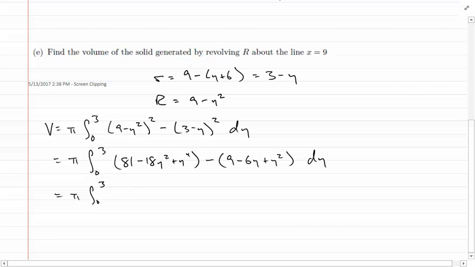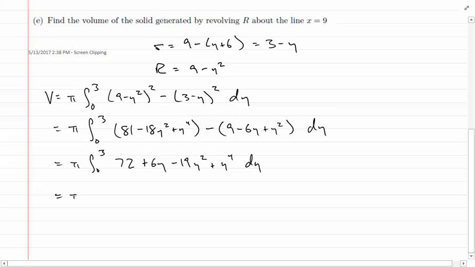81 minus 9 would be 72. Minus 18y squared minus another y squared. Well, let's do minus a minus 6y, so that's plus 6y. Then minus 18y squared minus another y squared would be minus 19y squared. And then finally you have the y to the fourth still there. So that's combining like terms.